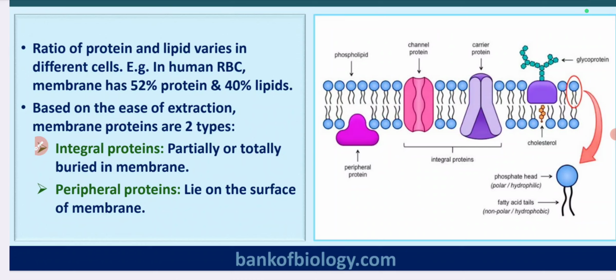Based on the ease of extraction, membrane proteins are of two types: integral proteins, which are partially or totally buried in the membrane, as you can see, and peripheral proteins, which lie on the surface of the membrane. These two, channel protein and carrier protein, are integral proteins, while the peripheral protein you can easily identify in this diagram.